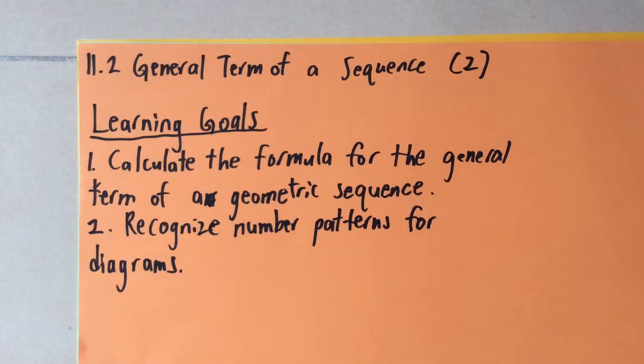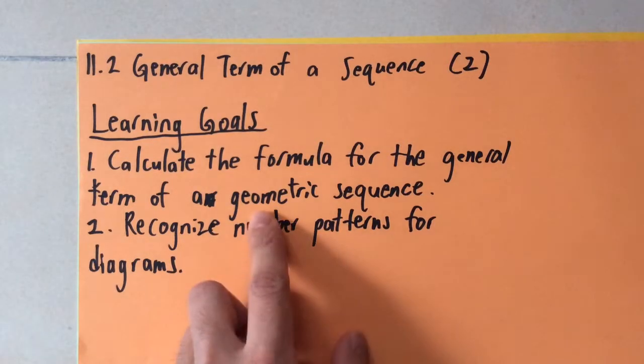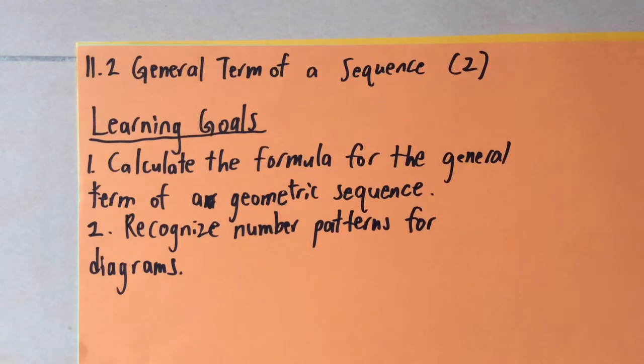Hello class, today we'll be looking at the general term of a sequence for the second time. We're going to cover something a little bit different. We're going to do a calculation of the formula for the general term of a geometric sequence. For those who remember, a geometric sequence is a sequence where each successive term increases by a factor of a certain amount. In other words, it's multiplied instead of added. And we're going to look at recognizing number patterns for diagrams, something we've already done, but we're going to look at in a little more detail.